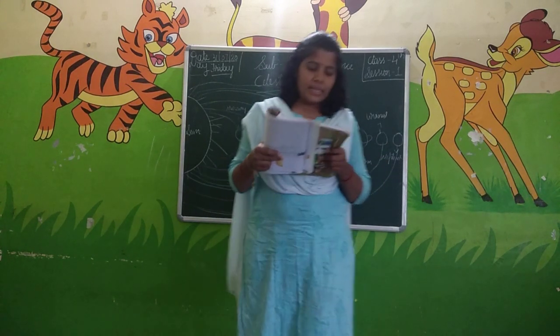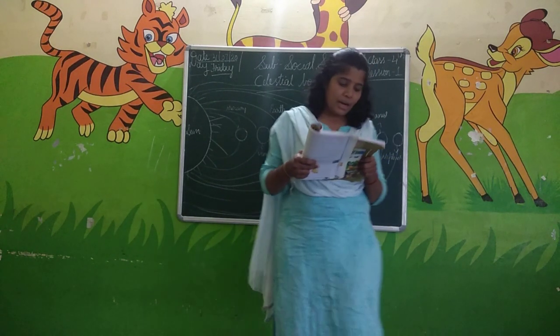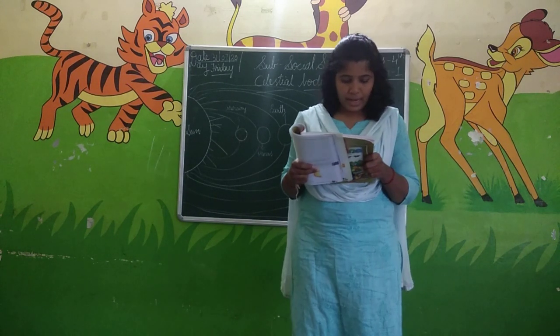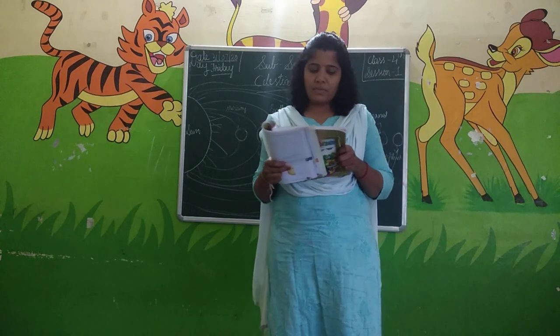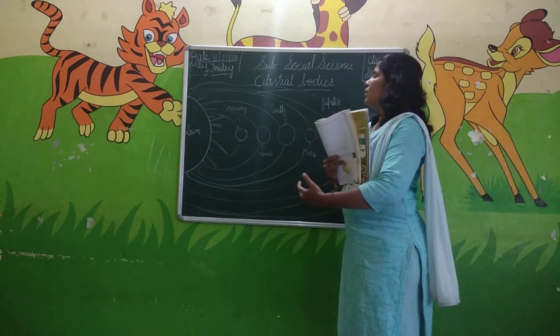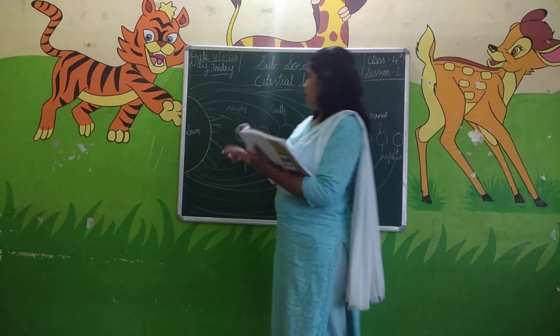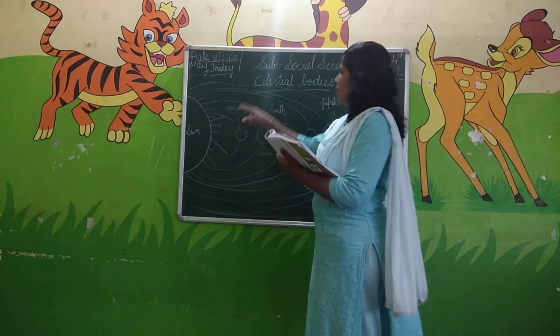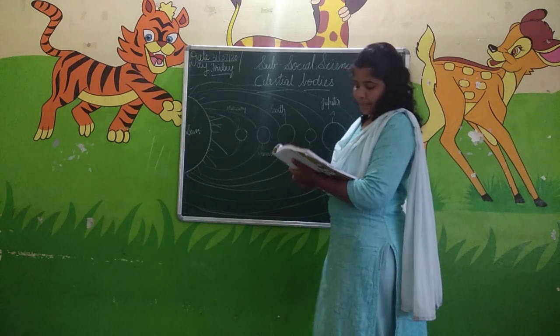Okay. A planet is a heavenly body that circles around the sun. It gets its light from the sun. There are 8 planets in our solar system. Okay, a planet is a heavenly body that revolves around the sun. Okay, in this pattern, all the planets revolve around the sun.